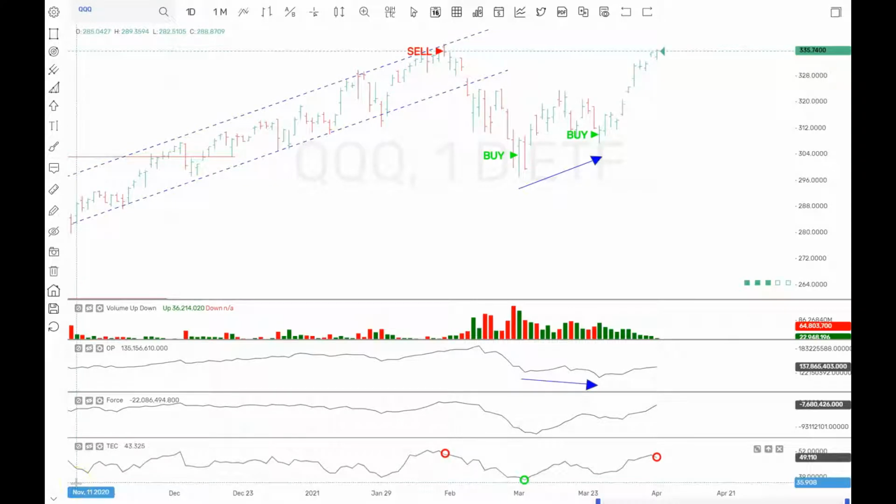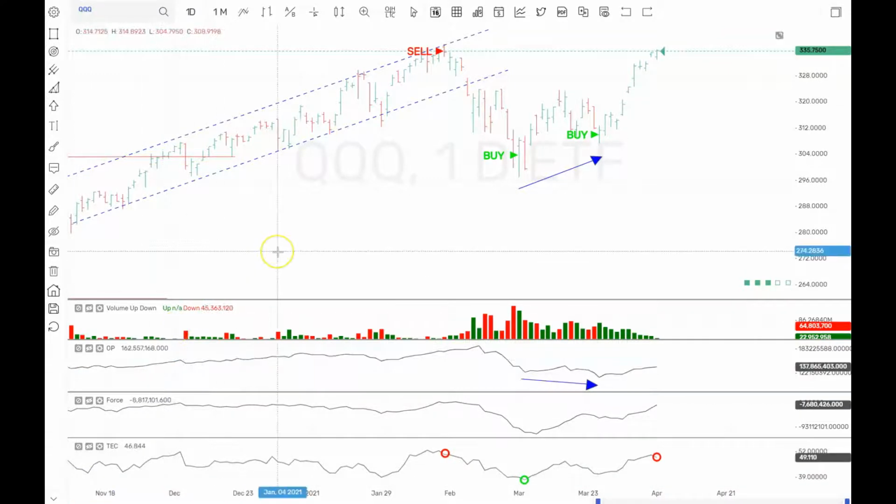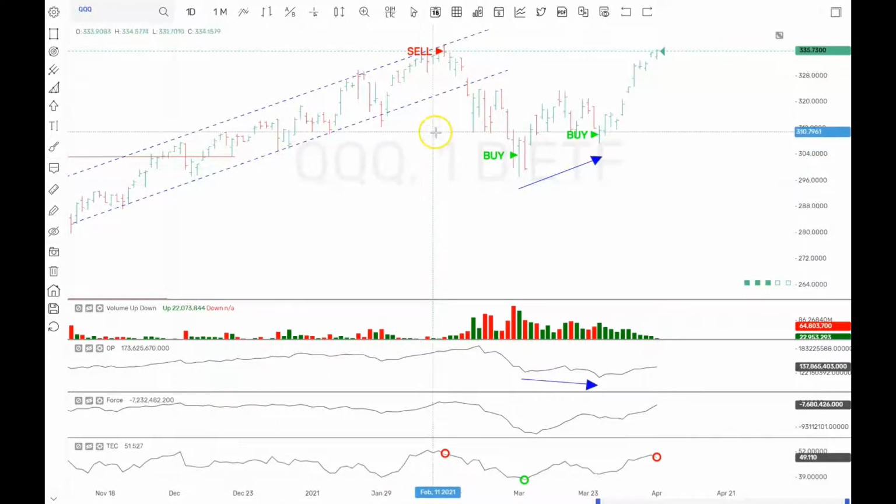Hello, I want to do a video showing some of our Wyckoff indicators and how they help you with buy and sell points in trading ranges, uptrends, downtrends, etc. So first, this is a QQQ, and these are trades that we've given live to our subscribers and members and students. So first one up here, we had the sell on February 16th.